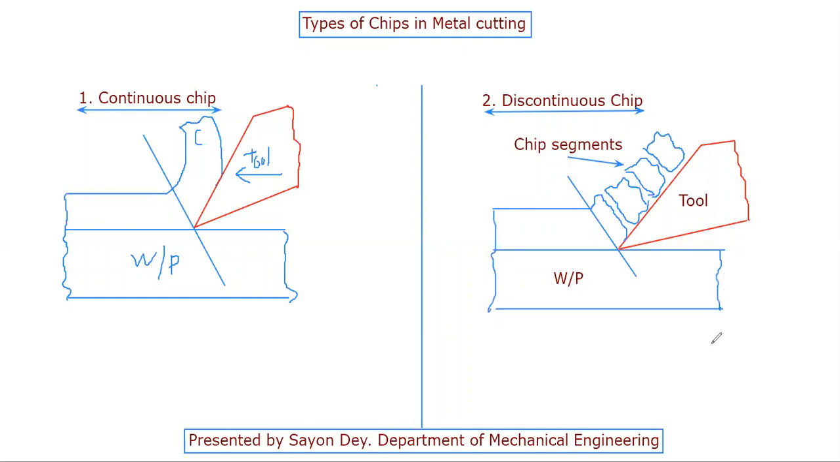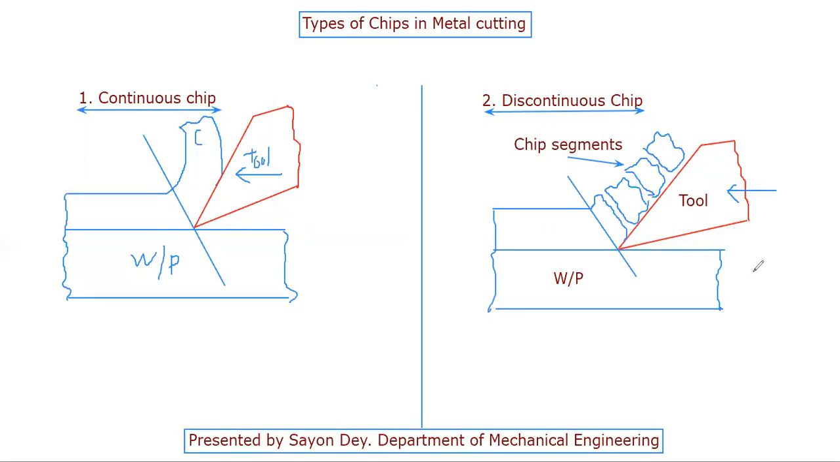This is the entire picture of a continuous and discontinuous chip. For the discontinuous chips, there are also favorable conditions to generate this type of chips. Another thing is that the direction of the tool will be in this direction. Now I'm telling about the favorable conditions, and those are: brittle materials, low speed, high feed and depth of cut, and low back rake angle.